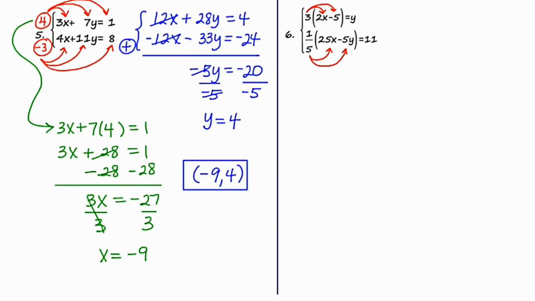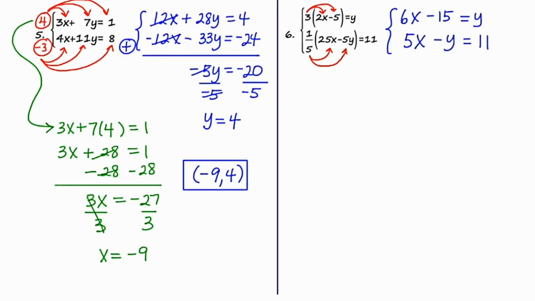So let's construct our new top equation. 3 times 2x is 6x. 3 times -5 is -15. And this is all equal to y. Downstairs, 1/5 of 25x is 5x. 1/5 of -5y is -y. And then we just have 11. So here are our newly manipulated equations.